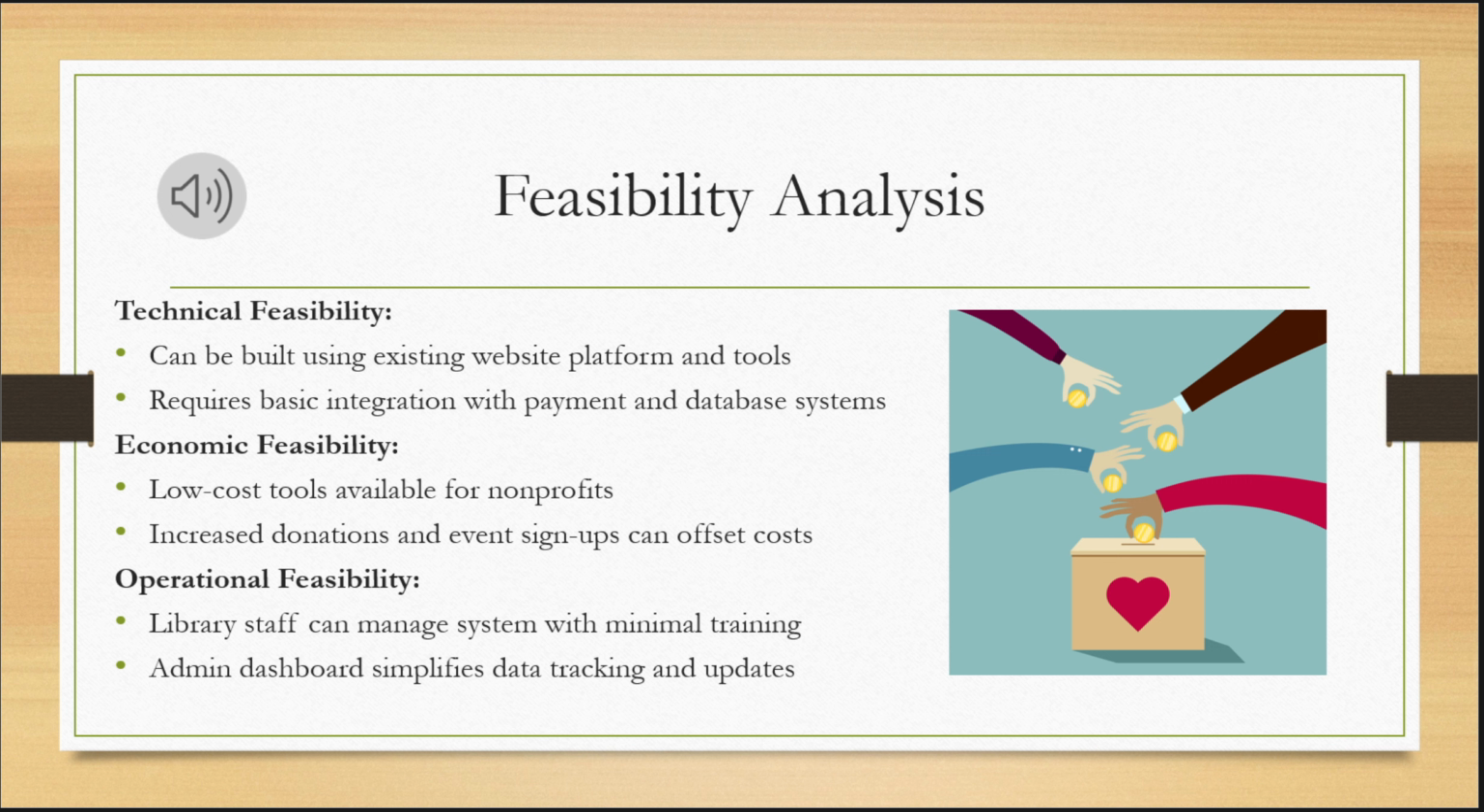All right, for the feasibility analysis, this is for the technical feasibility. This can be built using existing website platform and tools, meaning we don't have to bring in completely new things, but it will require basic integration with payment and database systems. For the economic feasibility, low cost tools are available for nonprofits, and then increased donations and event signups can offset costs. For the operational feasibility, this will make it easier for the library staff as they won't have to train super hard to learn how to use this because the goal of this is to simplify what they have to do.